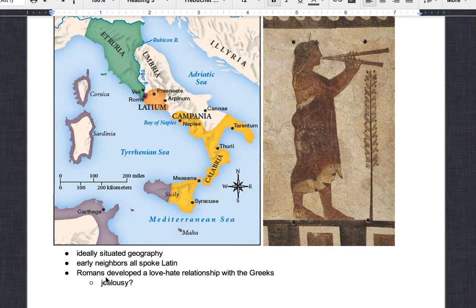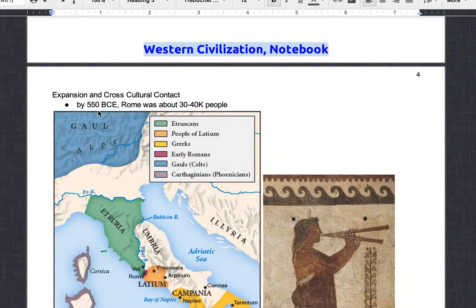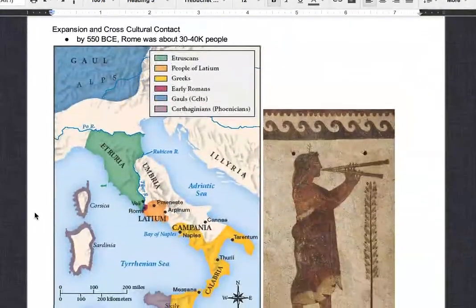But it's probably fair to say that they were somewhat jealous of the Greeks too at this time, because remember, in 550 BCE and all the way into the early 5th century BCE, Athens is really the jewel of the Mediterranean.